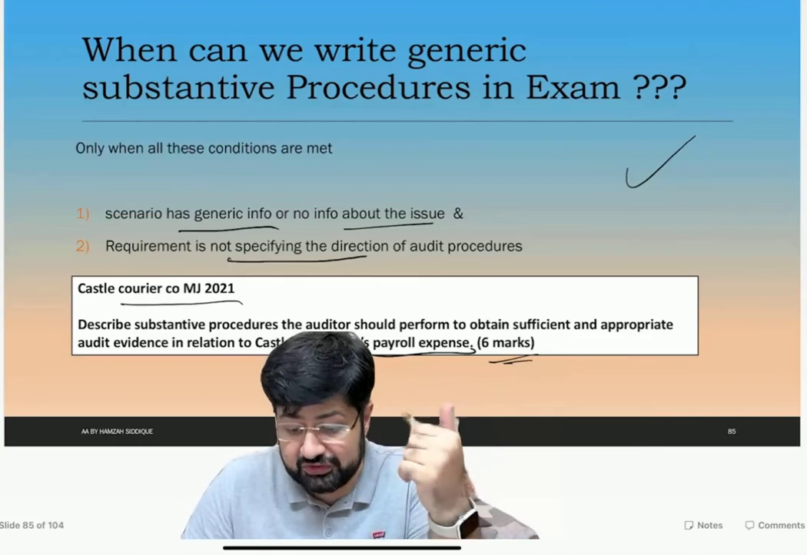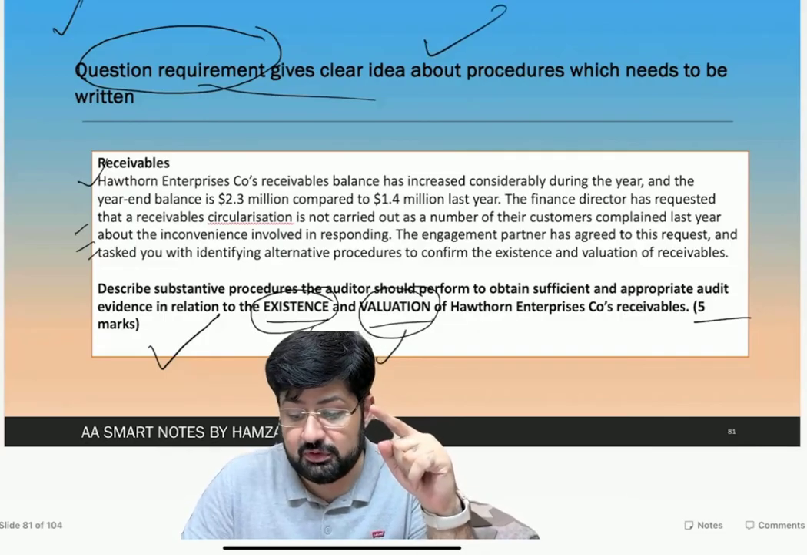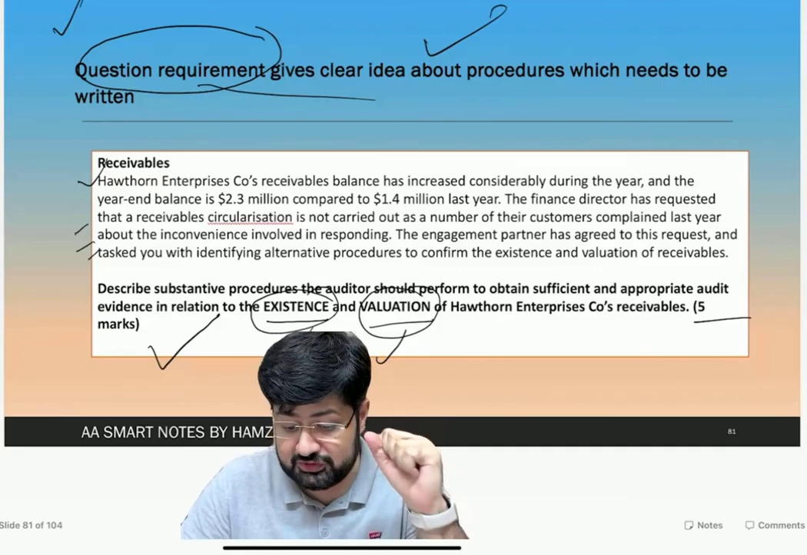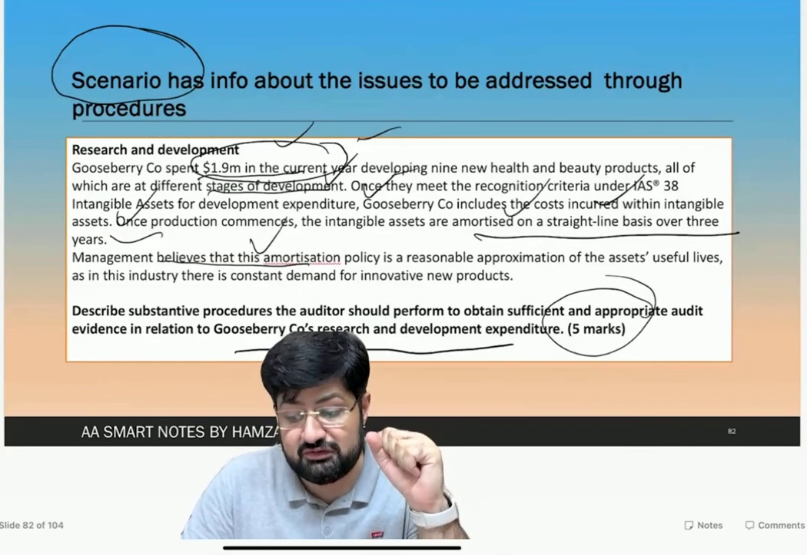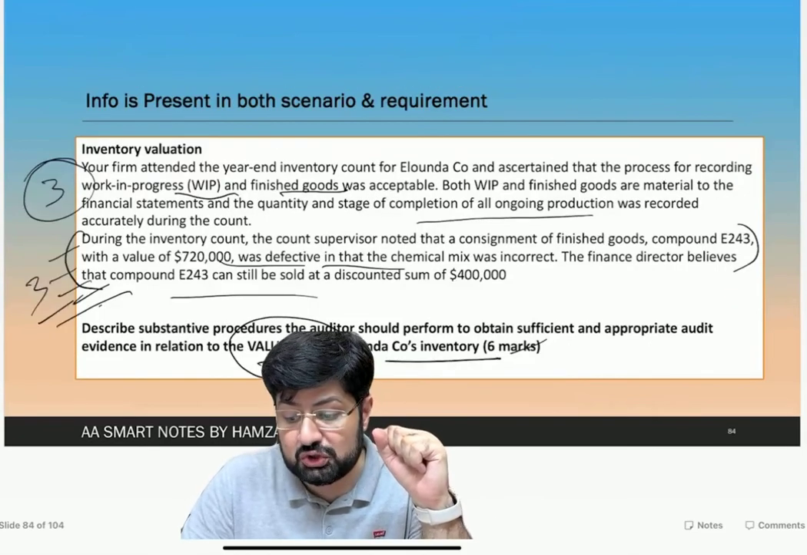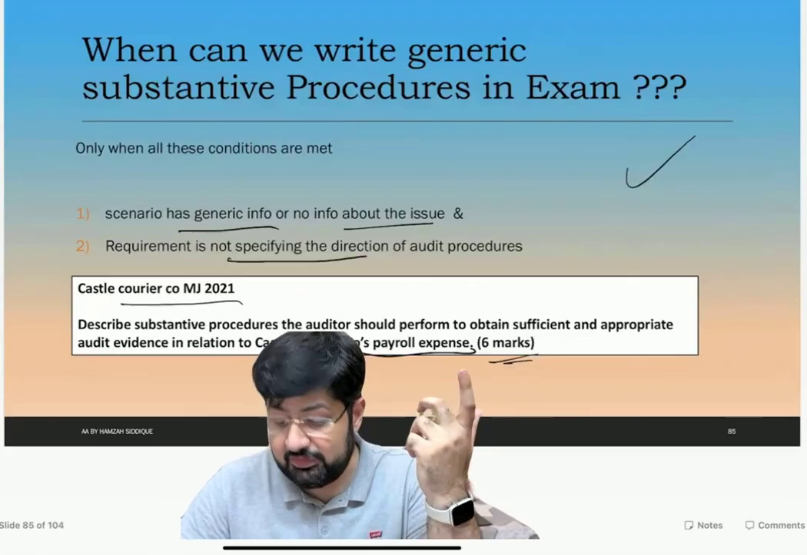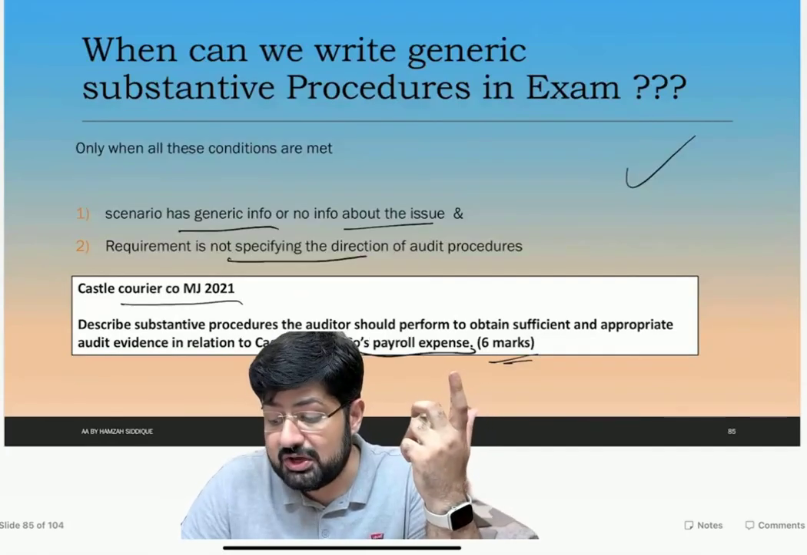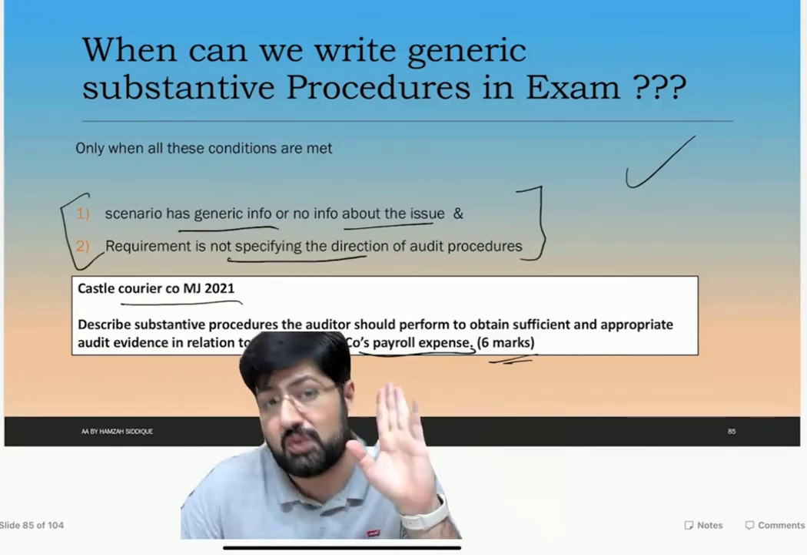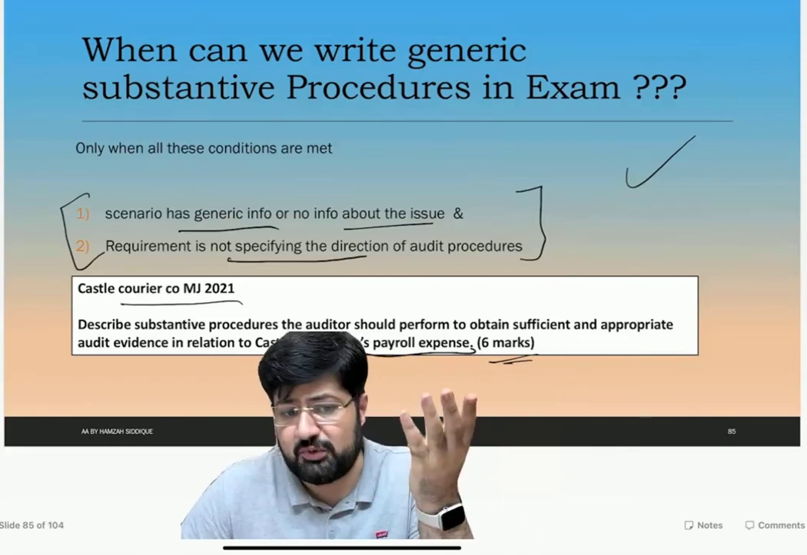Once again, a quick recap. First, the question requirement gives you a clear idea of the focus of the audit procedures. Second, the scenario information gives you the idea. Third, the information is present in both the scenario and the requirement. And last, you can write generic procedures when no specification has been made by the examiner in the scenario or the requirement. I hope this point on substantive tests is clear.